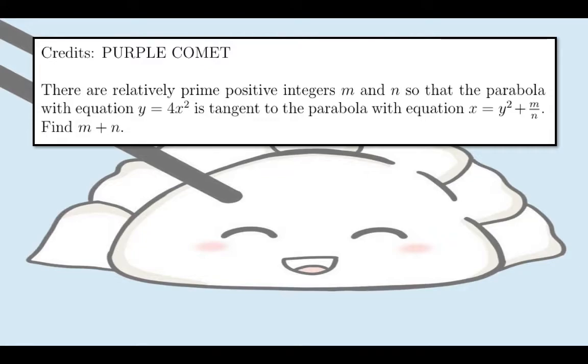Let us try to answer this problem from Purple Comet on calculus. There are relatively prime positive integers m and n, also known as m and n have the greatest common divisor of 1, so that the parabola with the equation y equals 4x squared is tangent to the parabola with the equation x equals y squared plus m over n. Find m plus n. Give this problem a try.